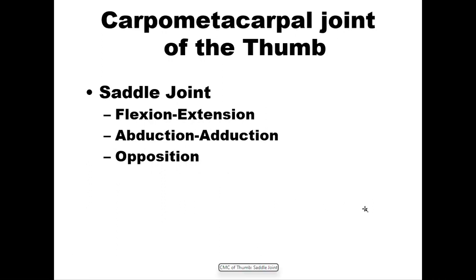Then going to the carpometacarpal, that is a saddle joint. So remember, a saddle joint has the concave and convex surfaces on both sides of the joint, which increases its range of motion. So this joint can do flexion extension, abduction and adduction, and what we call opposition. And opposition is when you touch your thumb and your pinky.